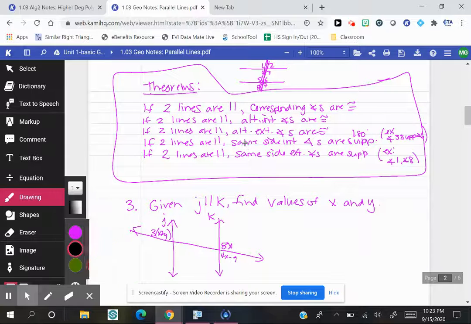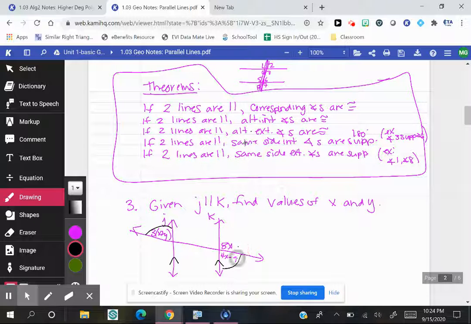I want to mark here my two lines are parallel to each other, so I do the arrows. And I want to try to make this as easy as possible for myself. So I see this one has an X and a Y in it, so I want to try to avoid using that if possible initially. So you might want to just go through and think about all the different equations you could write. So I might say, okay, well, these two angles are alternate exterior angles, so I could set them equal, but that would give me an X and a Y.